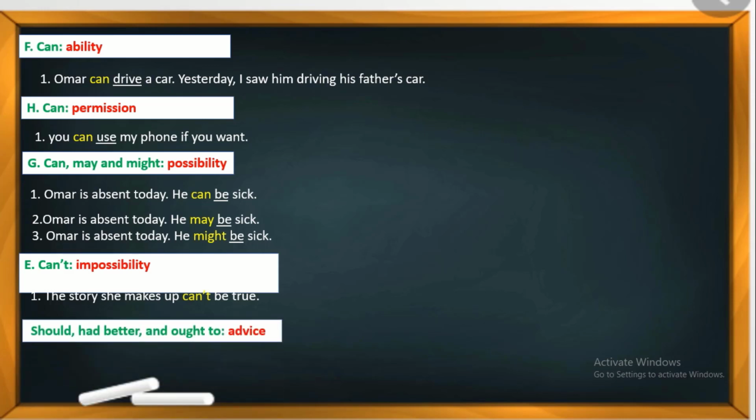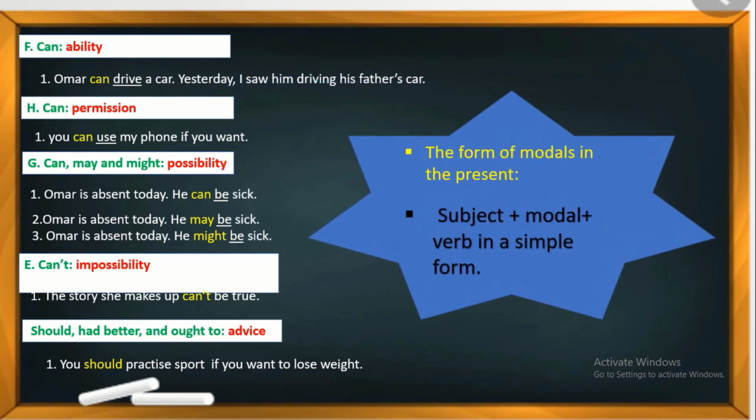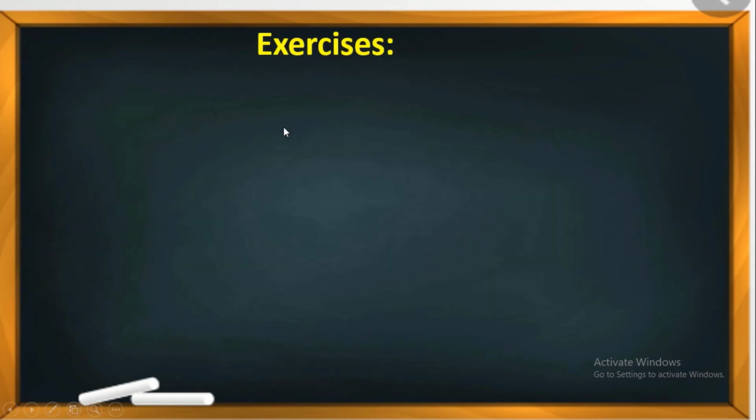Next, should, had better, ought to are used to express advice. When you'd like to provide a piece of advice to somebody, you can use these modals. So you can say, for example, you should practice sport if you want to lose weight. You had better practice sport if you want to lose weight. Or you ought to practice sport if you want to lose weight. Great. So now the form of modals in the present is subject plus modal plus verb in the simple form. Let's do some exercises.